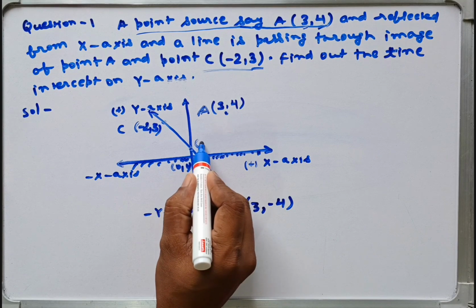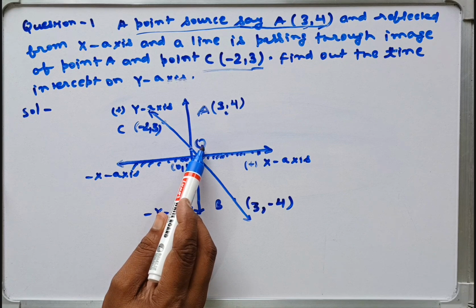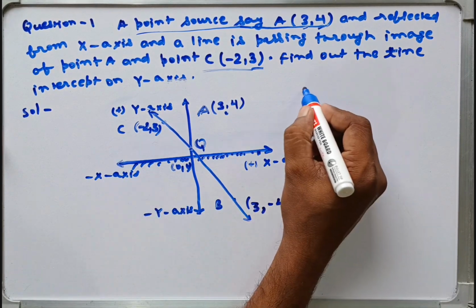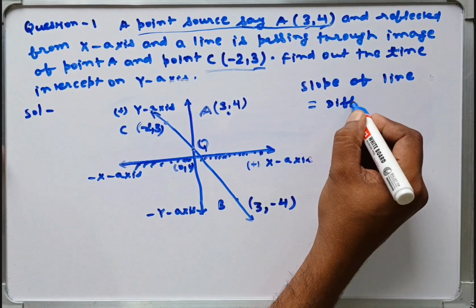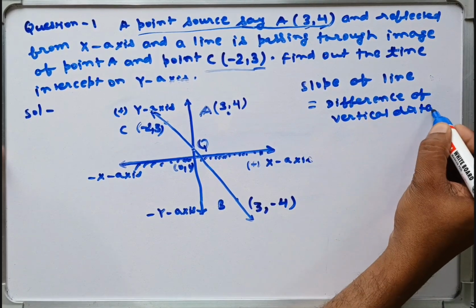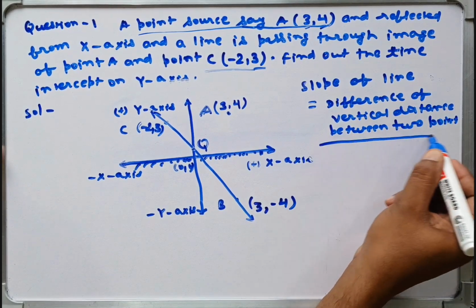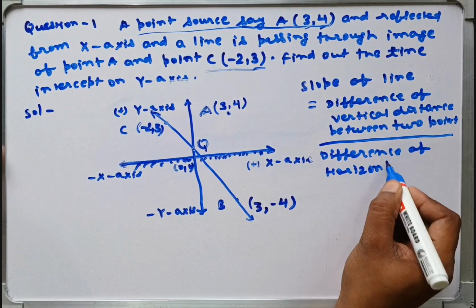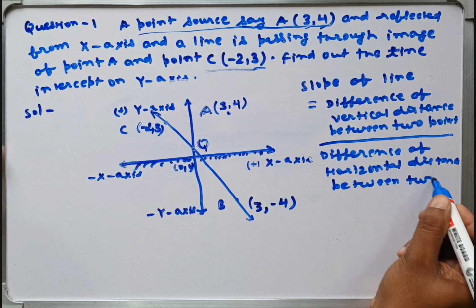So you have to find out where this line cuts the y-axis. Say this point is Q. So we have to calculate the y coordinate of this point Q. For this, first of all we write the slope of the line equal to the difference of vertical distance between two points divided by the difference of horizontal distance between two points.